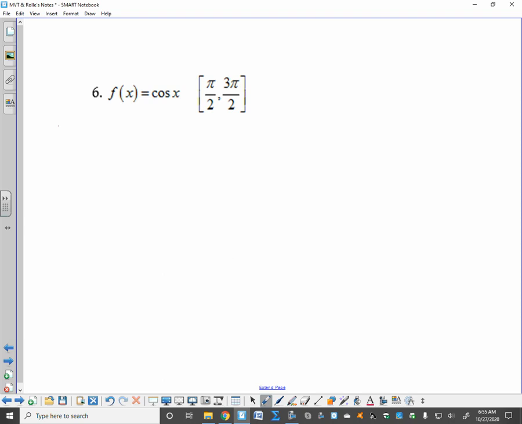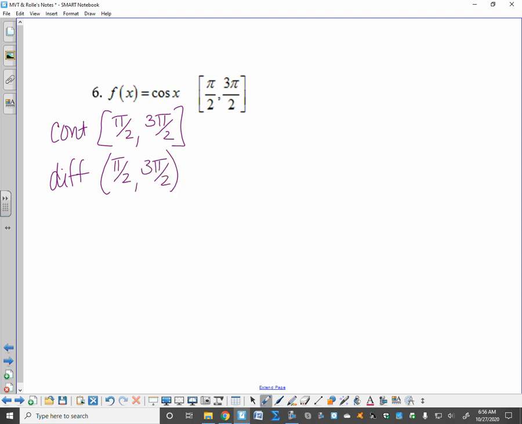Okay, so I have to state that. Continuous, closed, differentiable, open. A-rock.